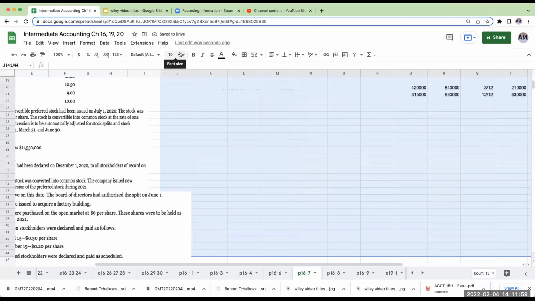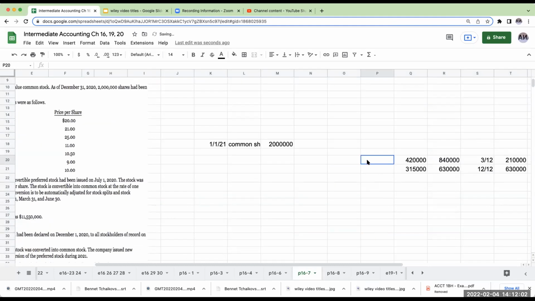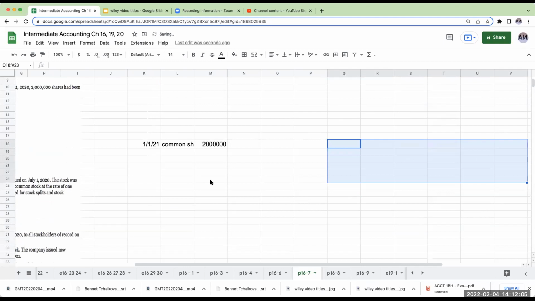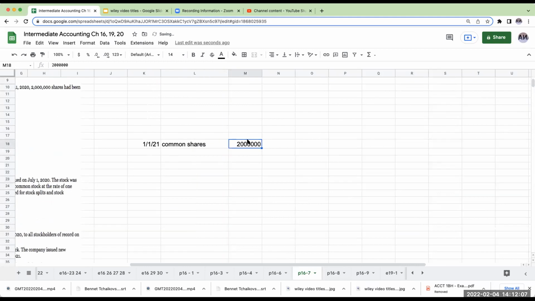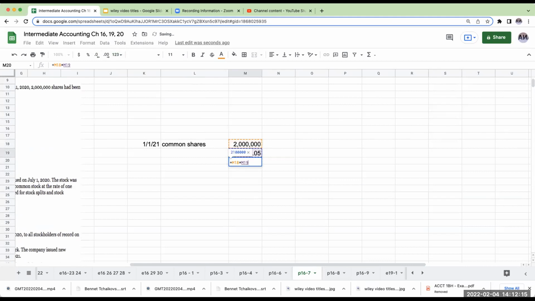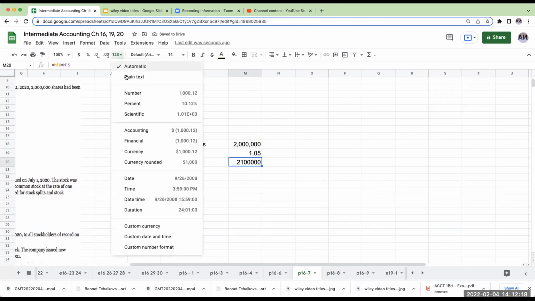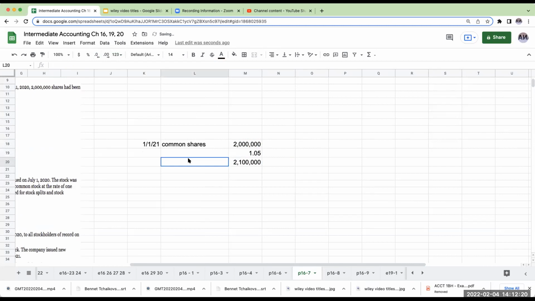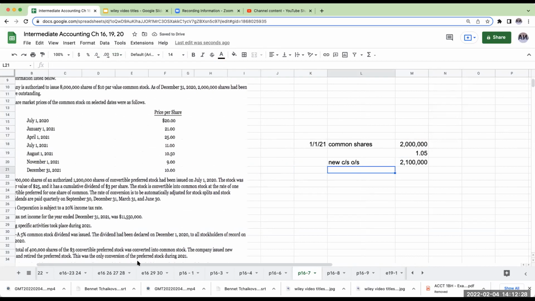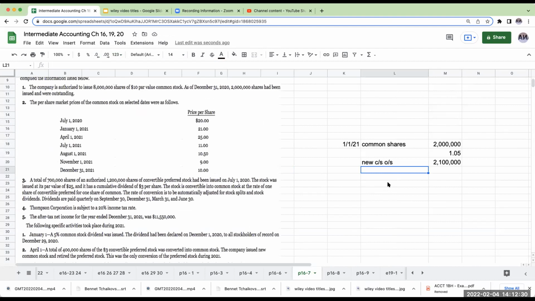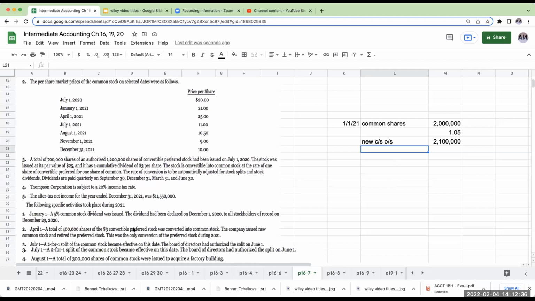And once the 2 million common shares were issued, so we've got those 2 million common shares from the prior year with the stock dividend. We're going to multiply this by 1.05, and this is going to give us 2.1 million shares, right? So this is our new common shares outstanding as of the beginning of the year. Remember that when we're dealing with splits or dividends, that's going to retroactively adjust everything prior to the date of the dividend. Okay, so here's where the fun begins.